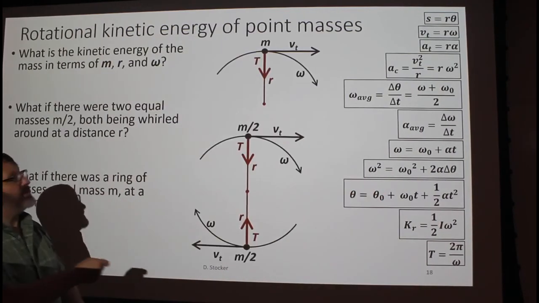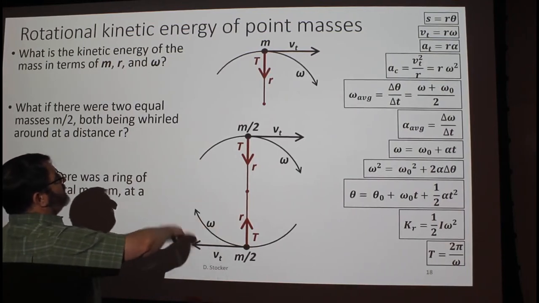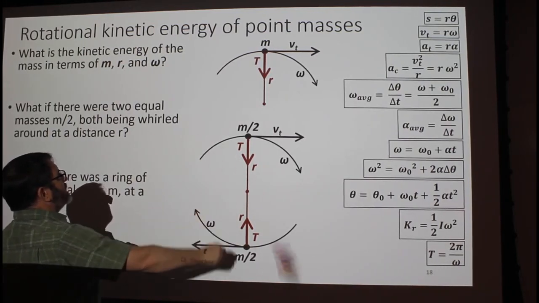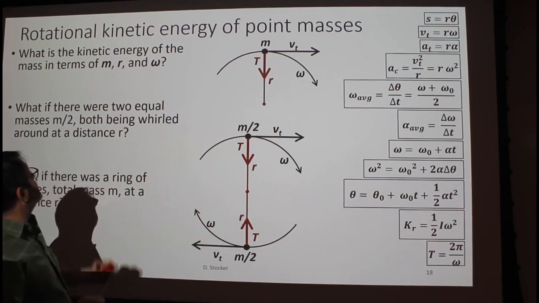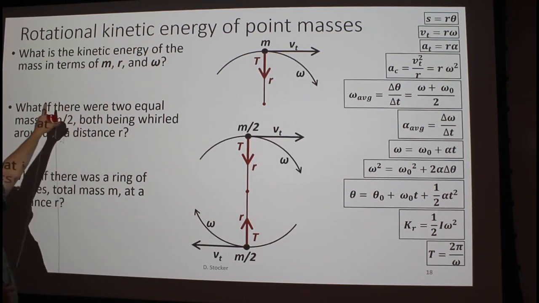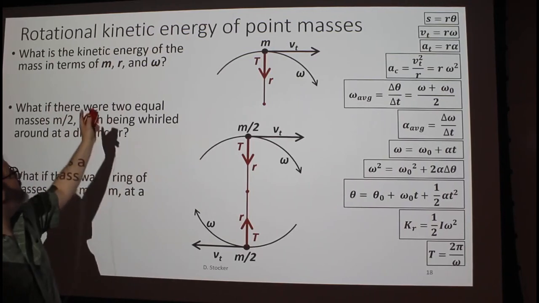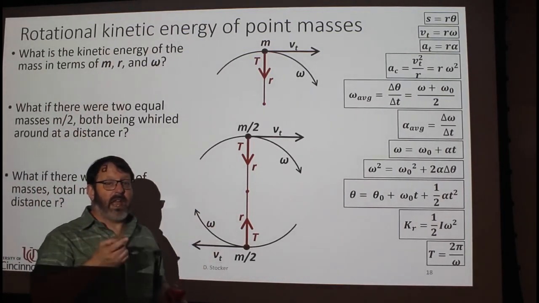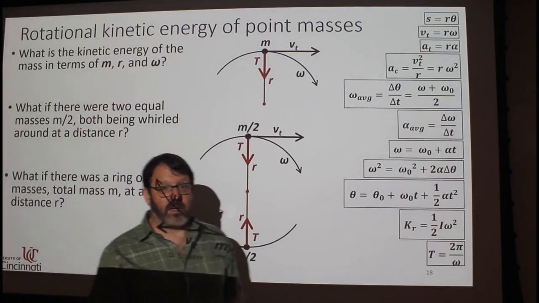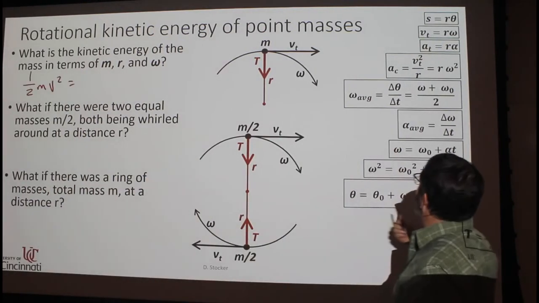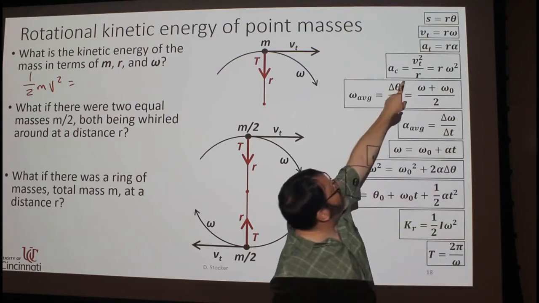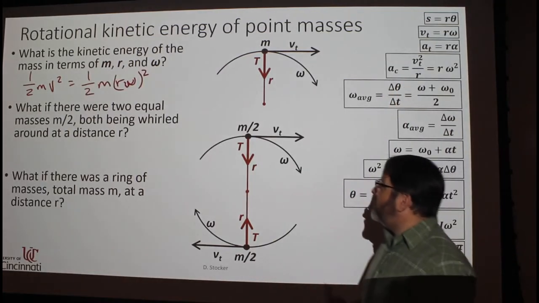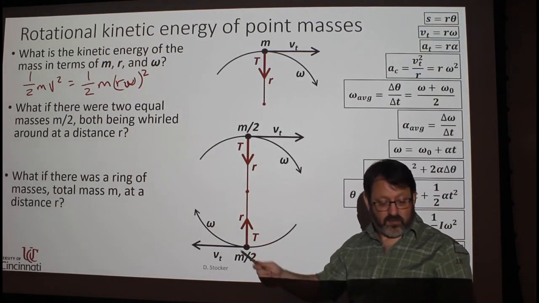I drew the same picture. So we've got Vt, we've got a tension, we've got a mass, and we have a radius. What is the kinetic energy of this mass in terms of m, r, and omega? We just figured it out for m and v. It's 1/2 mv squared. Can we convert it? V, up there, this is Vt, r omega. So 1/2 m r omega squared.